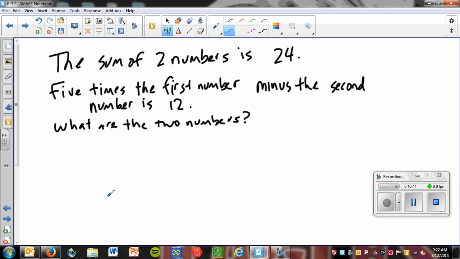Word problem here, and this is the last one. Sum of two numbers is 24. 5 times the first number minus the second number is 12. So the sum of two numbers, that is always going to be x plus y equals 24. And then I have 5 times the first number minus the second number is 12. And it's going to say what are the two numbers. In this particular case, we have an x and y, but the two numbers that they're going to ask for won't be in point form. But for our case, let's put it in point form anyway.